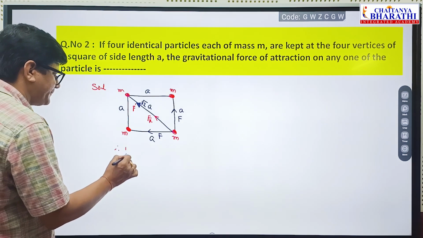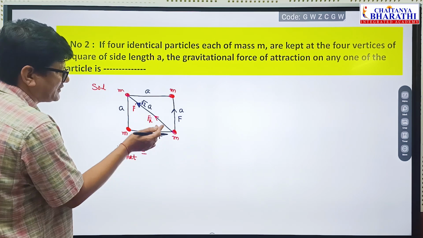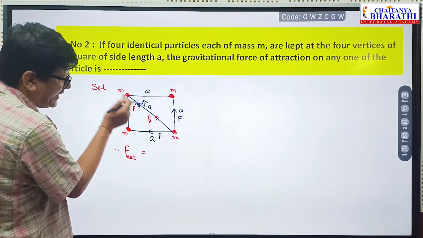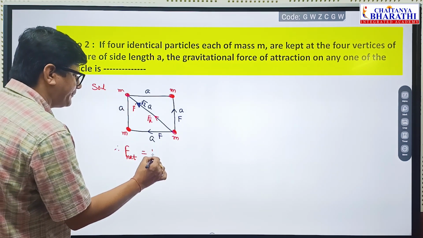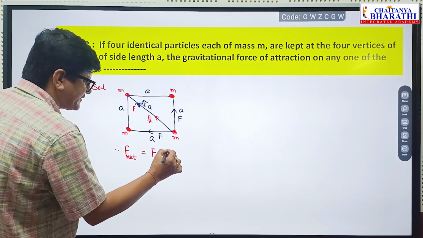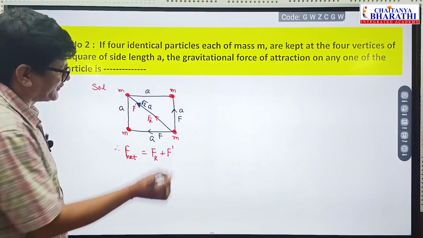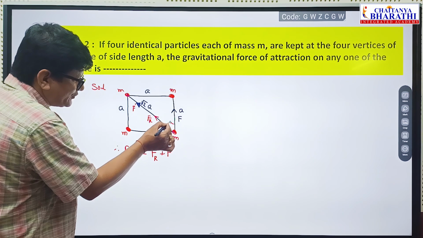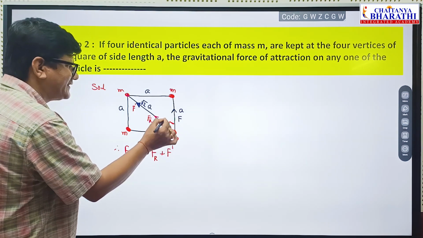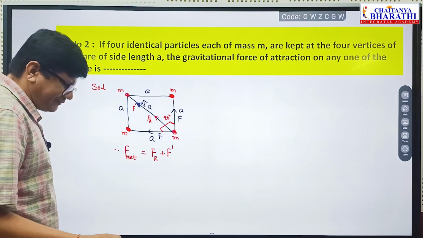Therefore, net force is equals to, ये दोनों forces same direction है ना, so F resultant plus F dash. It means this force and this force. What is the angle between these two? 90 degrees है ना. So how you calculate Fr, sir?